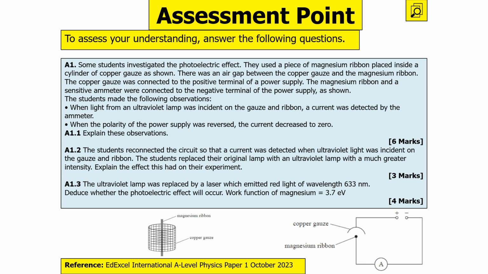To deduce whether the photoelectric effect would occur, the work function of magnesium is 3.7 eV. So pause the video now, then unpause the video when you want to go through your answers.